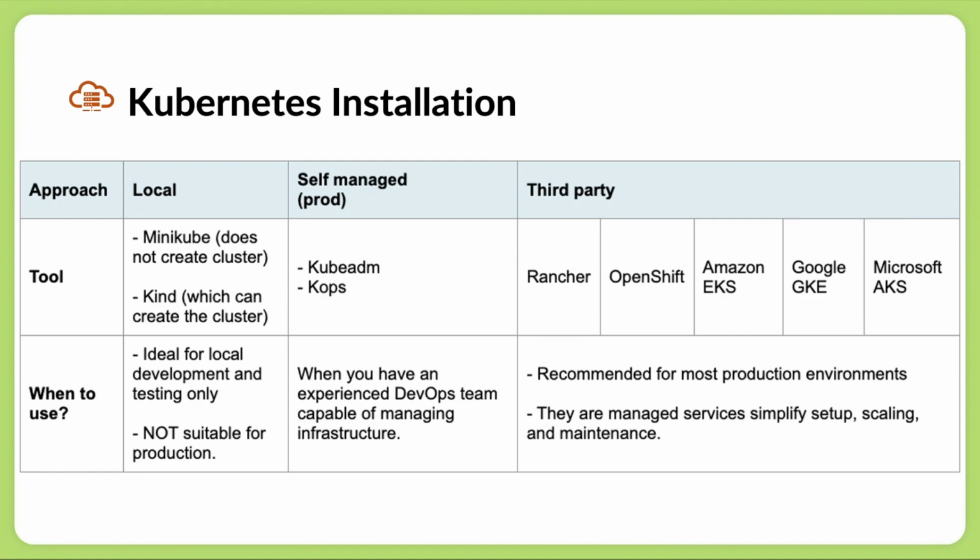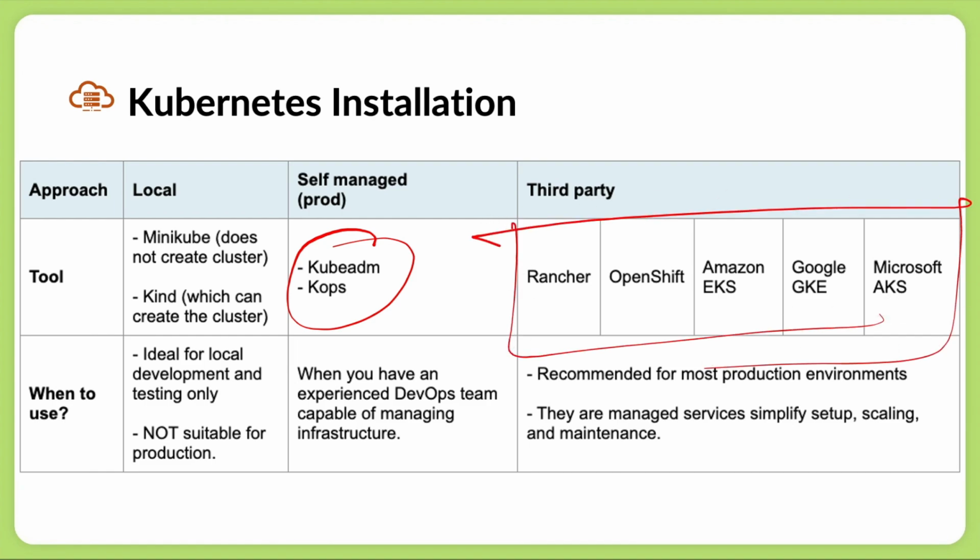Here I just wanted to let you know which tool and which platform we should use when. Just to recap once again, for local development you can use Minikube or Kind. You know when you should use Minikube and when Kind. I'm going to show you the installation. Now, if you want to manage the production environment yourself, you can use either of these tools, or if you want to use third party, then you can use any of these platforms.